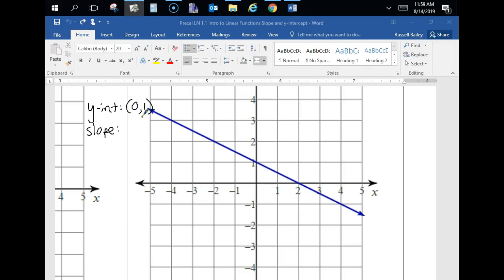Nice job. All right, now for this next one, I want you to pick 2 points and then label them if you want to. You don't have to label them, but when I call on you, you're going to have to tell me the numbers so I know where to put the dots. So go ahead and pick 2 dots that you want to use to find your slope.